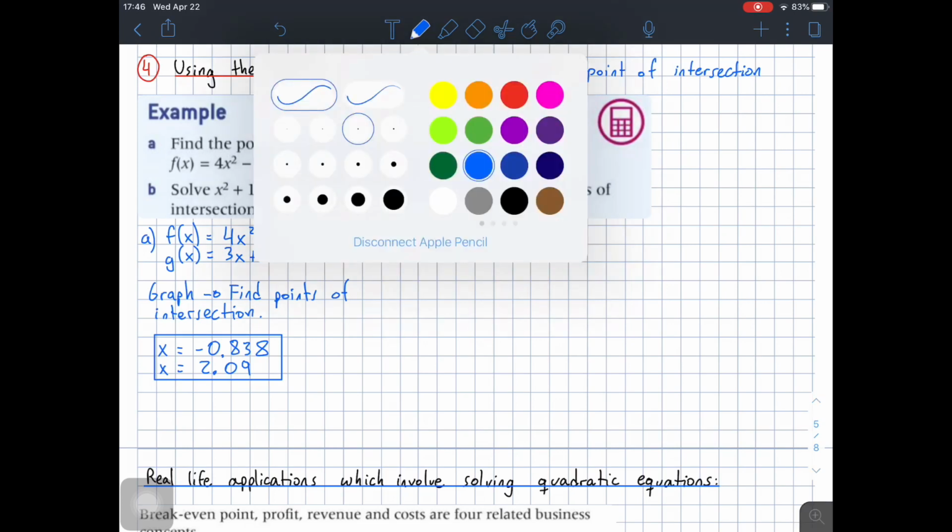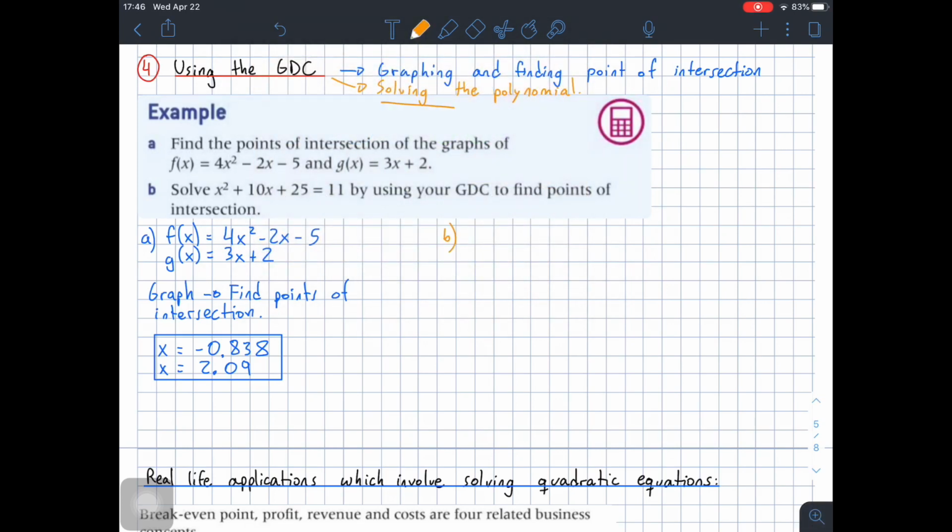Okay, for part B, I'm going to use the same orange I used here. We're going to solve the exercise in part B by applying the second method we can do in the calculator, which is solving the polynomial. It says solve x squared plus 10x plus 25 equals 11. So I'm going to write x squared plus 10x plus 25 equals 11. And the first thing I need to do in order to solve by this method is to take this 11 to the other side and set this equation to 0. Okay, so if I take it to the other side, I'll get x squared plus 10x plus 25 minus 11, that's 14, equals 0.